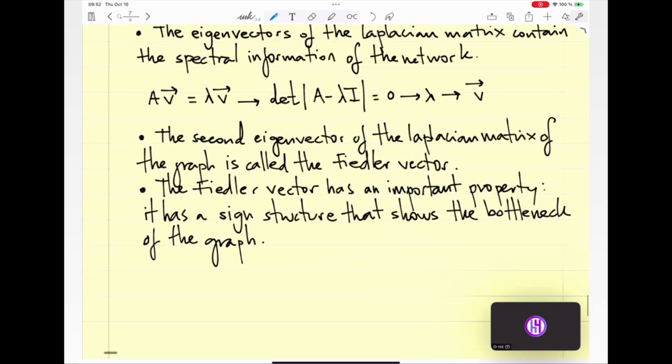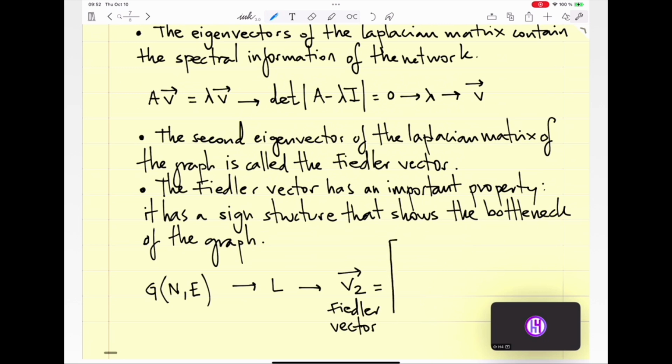Imagine you have a graph with nodes and edges. You have the Laplacian matrix. You calculate the Fiedler vector, the second eigenvector of the Laplacian matrix of the graph. And it has this characteristic.